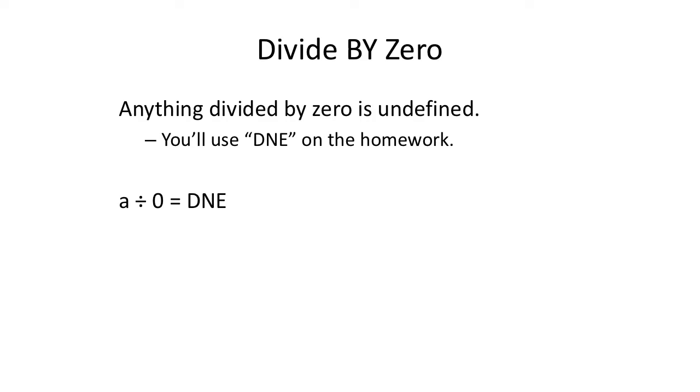All right, well, what if it asks us to divide by 0? Then you're going to use D and E in the homework. It should tell you to type in D and E, and I believe it doesn't have to be capitalized. I'm capitalizing it here just to prove a point. D and E stands for does not exist. So anything divided by 0 is undefined.